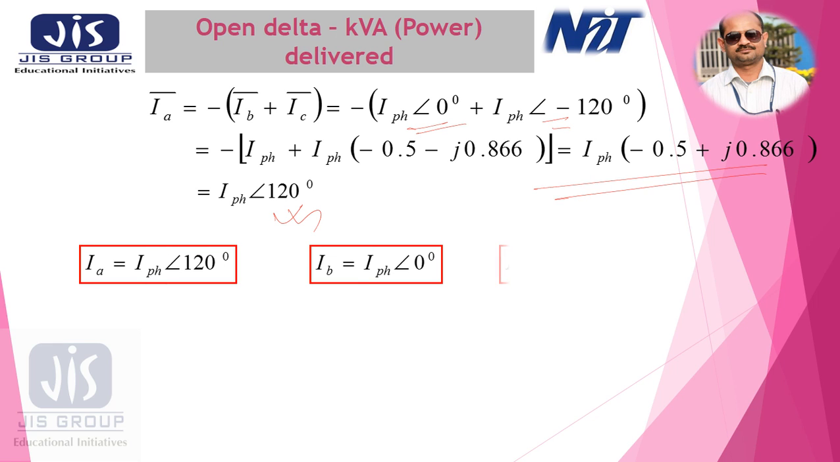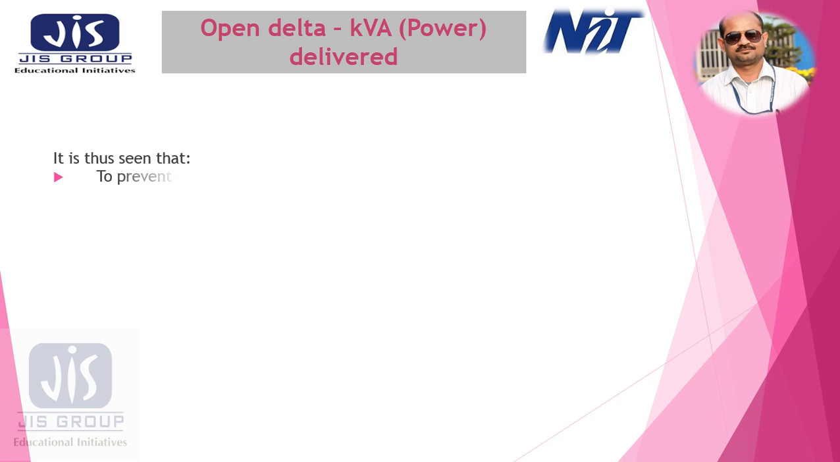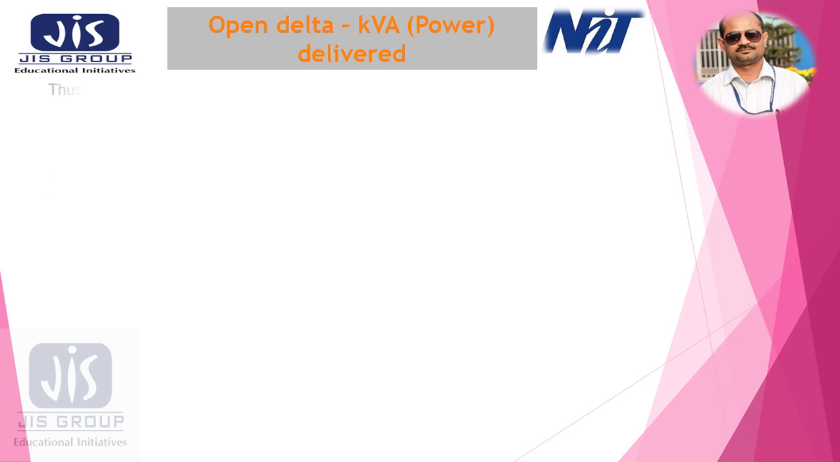So this is my IA, IB and IC. Look, this is also forming a balanced three phase supply of same magnitude. All are I phase and displaced by 120 degree. So it is thus said to prevent overloading of the two remaining healthy coils, the line current cannot be more than that in the individual phase coil. That is IL equals I phase for secondary line current.